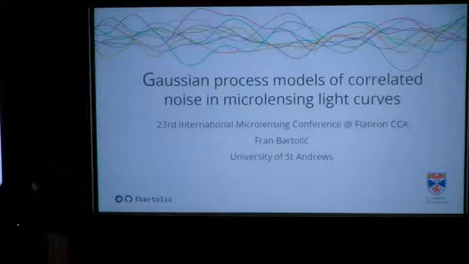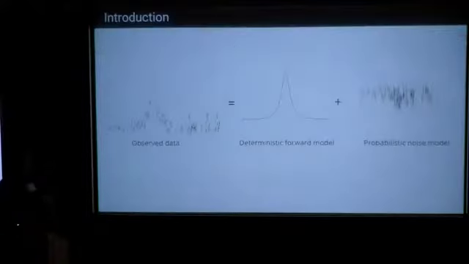Okay, so let's start with the basics. So here's some data. This is a microlensing event, and we can decompose it roughly in two parts. One part is the forward model, and the other part is the noise model. And the forward model in this case is, for example, your VBB binary lensing. And there's a lot of freedom in this forward model.